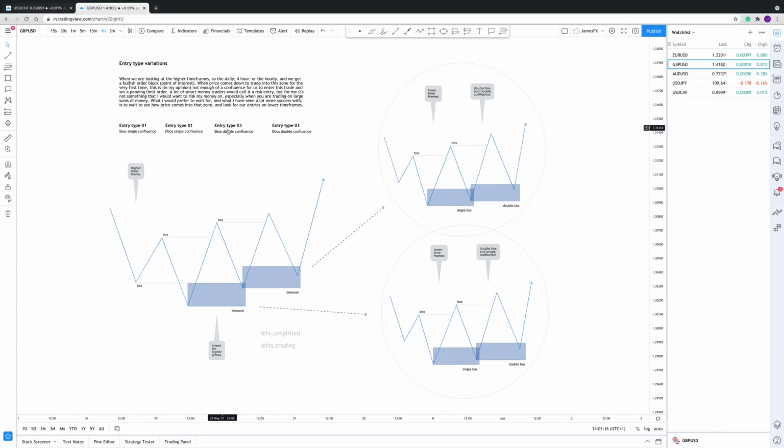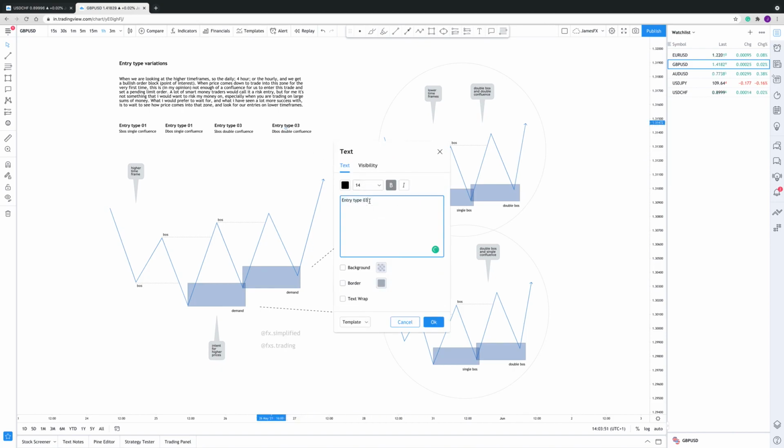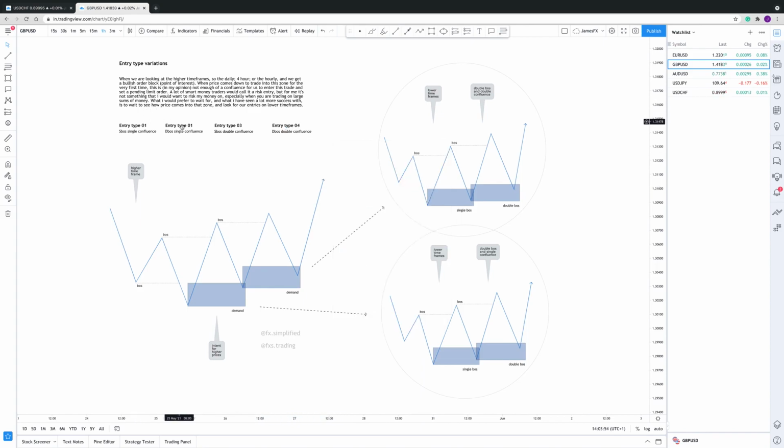Now getting back to this third entry, we have a break in structure, so a second break of structure on our hourly time frame. So this is our double confluence, because this is our second demand level. So we're just seeing more confluence for price to continue. Now this area here is this zone here. Okay, this is what we want to see for the trade to meet our entry rules. Now I've just realized I haven't changed that. So that's number 4. Okay, so 1, 2, 3, 4. Okay, cool. So entry type 3 is up here.